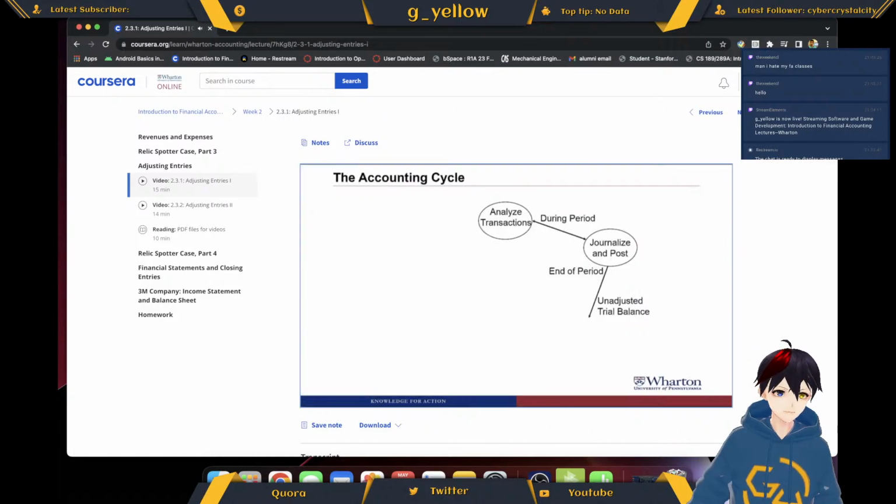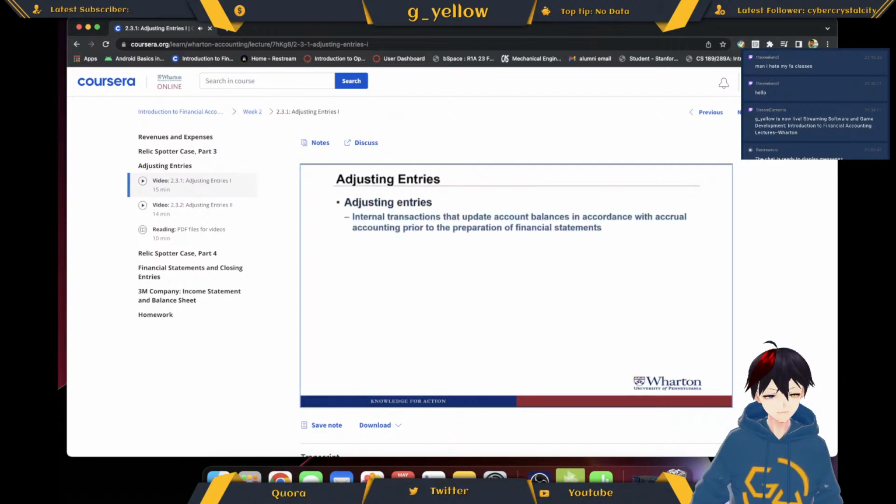Let's get started. So far, we've looked at the part of the accounting cycle where a company is analyzing transactions, doing journal entries, and posting to T accounts during the fiscal period. And at the end of the period, the company does an unadjusted trial balance to make sure that no mistakes were made so far. Now we're going to move on and take a look at the next step in the cycle, which is adjusting entries. Adjusting entries are internal transactions that update account balances in accordance with accrual accounting prior to the preparation of financial statements. By internal transactions, we mean that we're not doing any more transactions with outsiders.